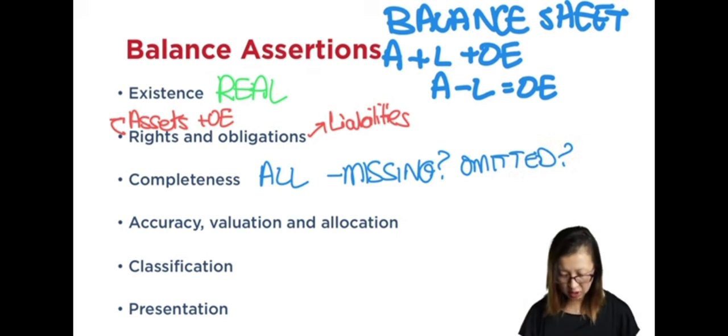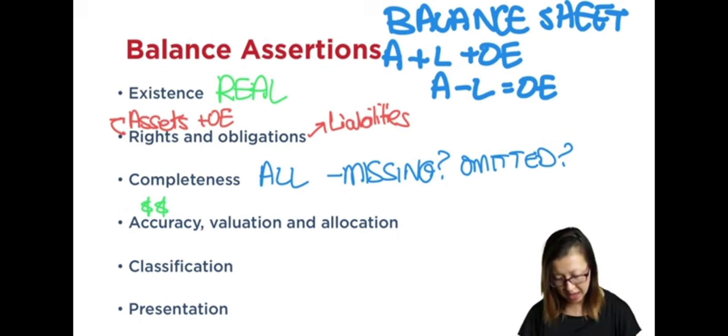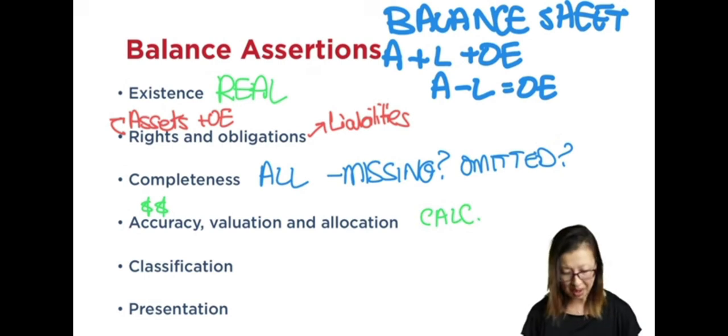Next, we have accuracy, valuation, and allocation. And accuracy is the same as the previous one. That's about the dollars. Has everything been correctly used, calculated from our source documentation? Then we have valuation and allocation. And this is a little bit different than my previous video. There's been a standards change since then. This standard now includes accuracy, valuation, and allocation, but they essentially have everything to do with the calculation of the number that we see on the balance sheet.